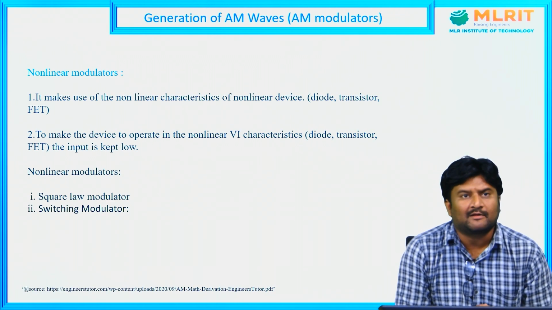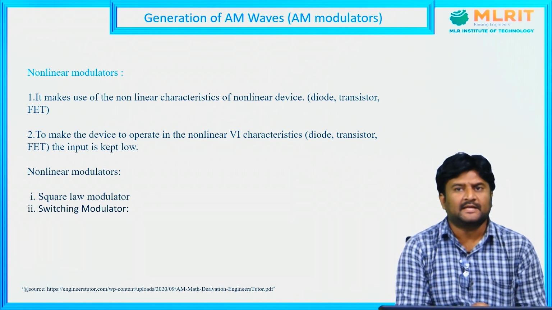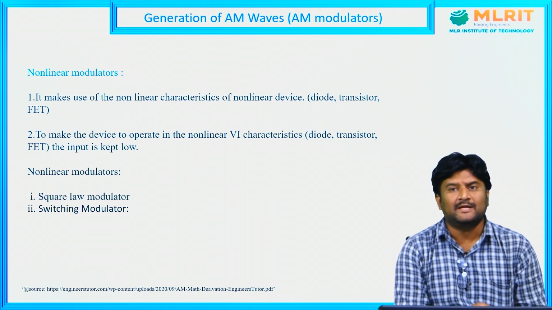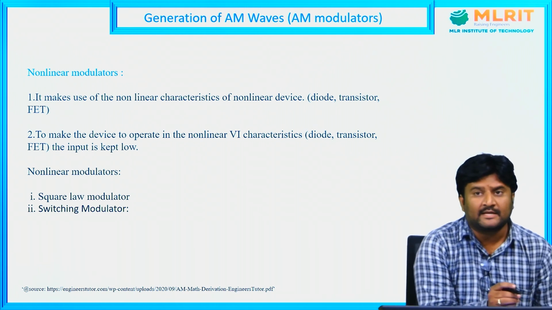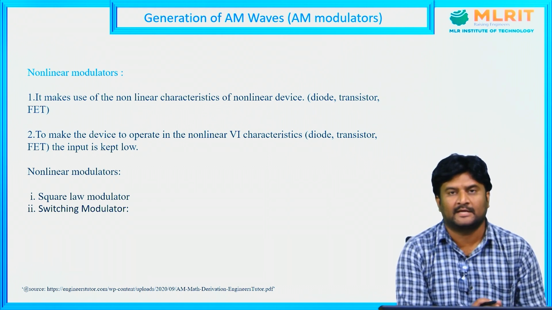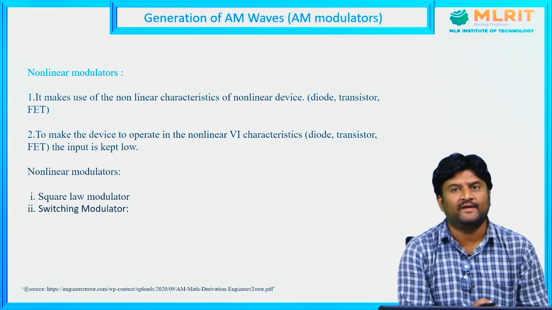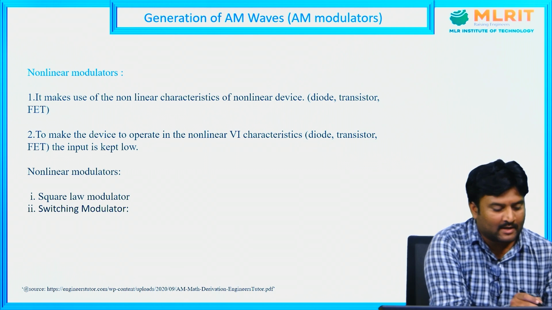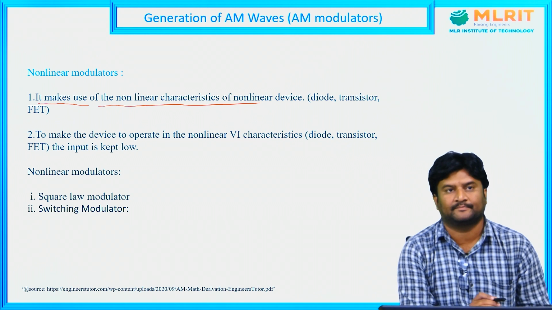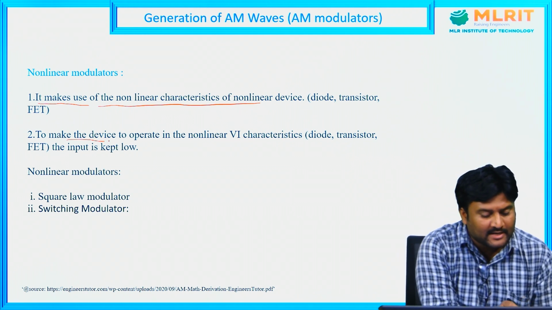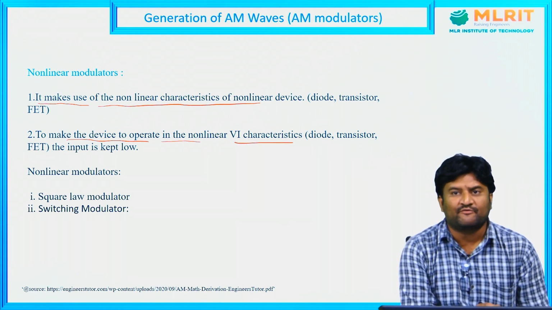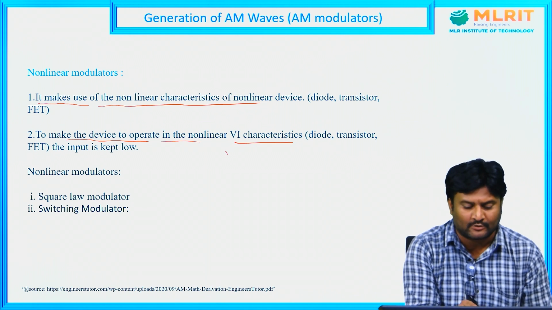What are non-linear modulators? Basically, considering the practical diode, a diode is a non-linear device. That is why, when designing a circuit for generating the AM wave with the help of non-linear devices, examples are the diode, transistor and field effect transistor, nothing but FET. Here, it makes use of the non-linear characteristics of the devices, that is, making the device operate in the non-linear VI characteristics. Observe the VI characteristics of the PN junction diode, we are using the diode in that case.